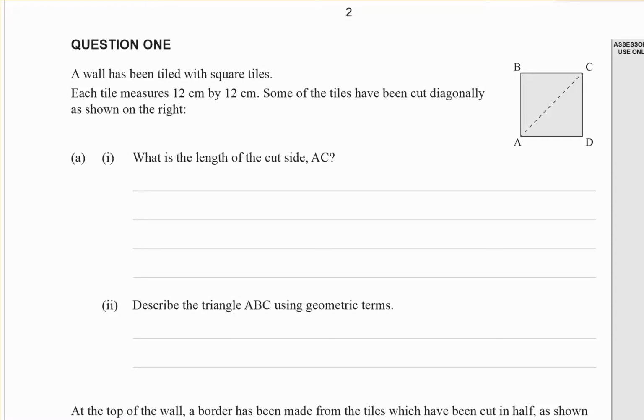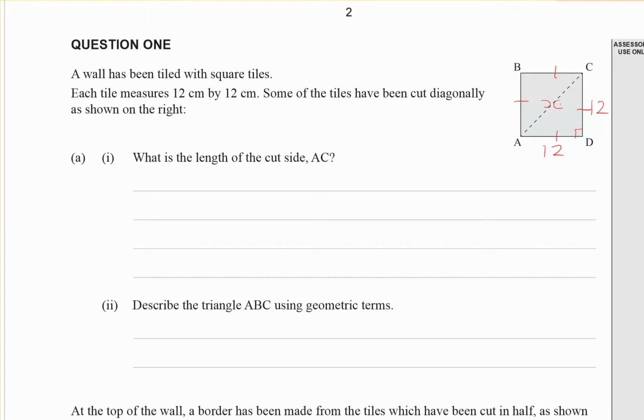Okay, this is a 2014 Geometry External, question 1. A wall has been tiled with square tiles. Each tile measures 12 by 12. So we understand that the sides are 12 by 12. They're squares, so it must have a right angle. The length of AC, well, clearly this is a Pythagoras' theorem question.